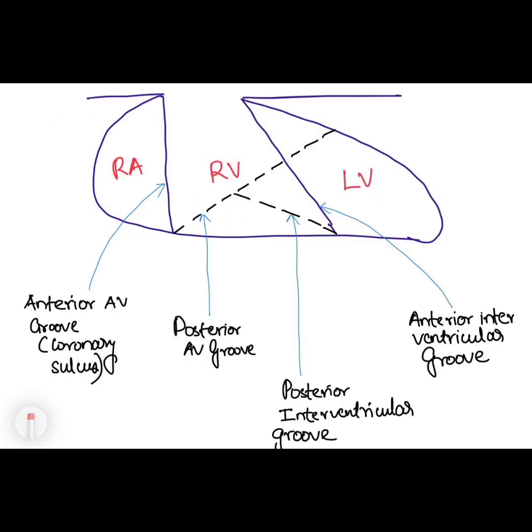So this is how we draw the heart in its anterior view, and the structures you see here are the right atrium, right ventricle, left ventricle, and this one is the anterior atrioventricular groove, also known as coronary sulcus. This is the posterior atrioventricular groove, the posterior interventricular groove, and the anterior interventricular groove.